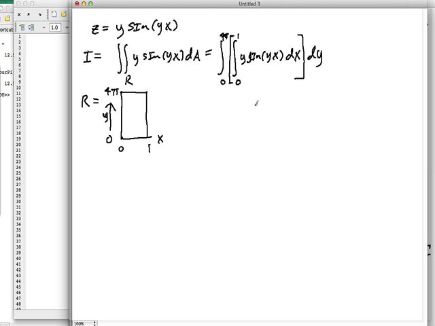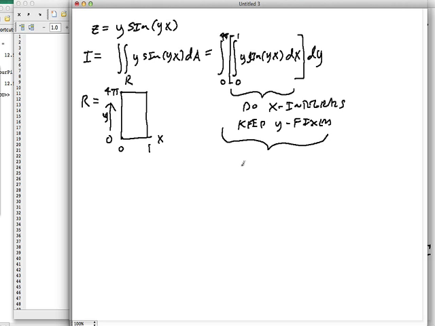And the idea is that we're going to do x integrals and keep y fixed. And then when we're done, after we've done all of those, we do the big integral then, so that's number 1. And then number 2, we're going to do all the y integral.